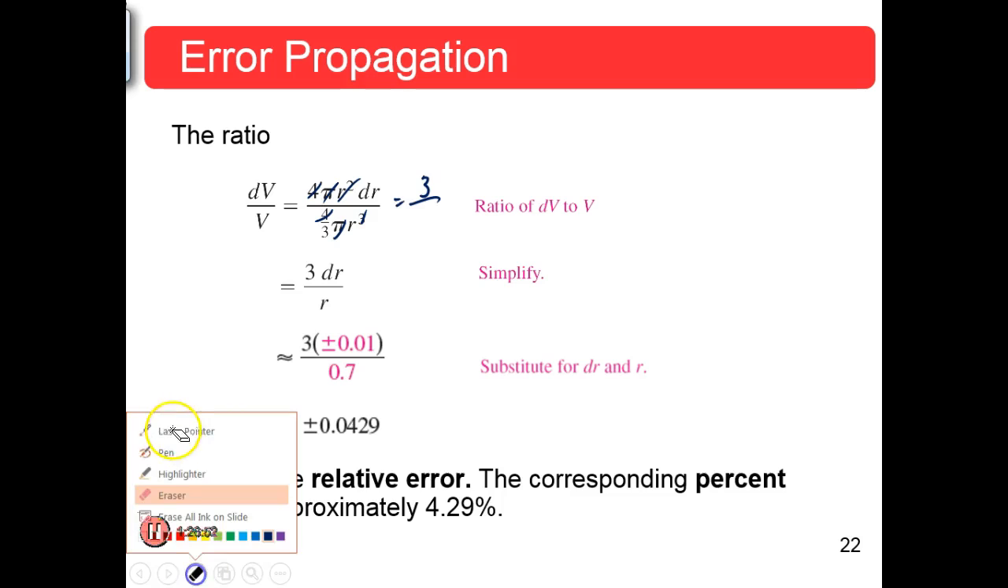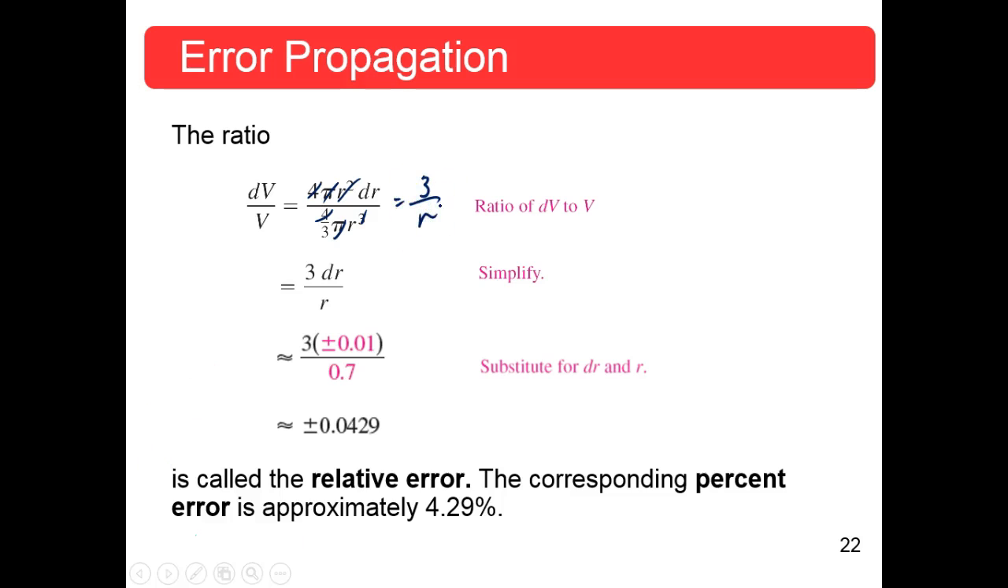Okay. Now, that would be approximately 3 dr over r. So that would be approximately 3 times plus or minus 0.01, that's your error, over 0.7. If you do that, that would be 0.03 over 0.7, and that comes up as plus or minus 0.0429.